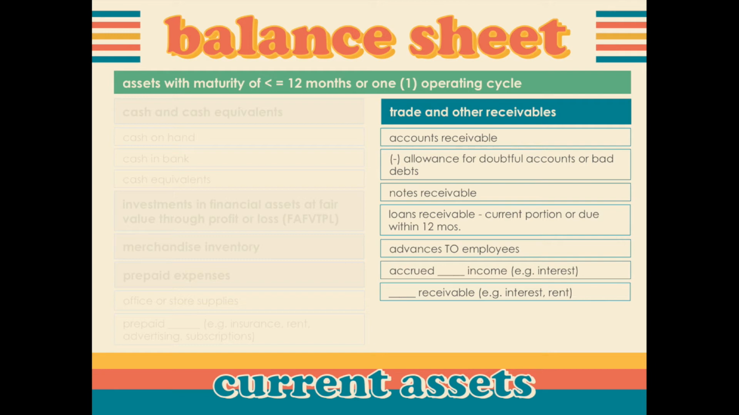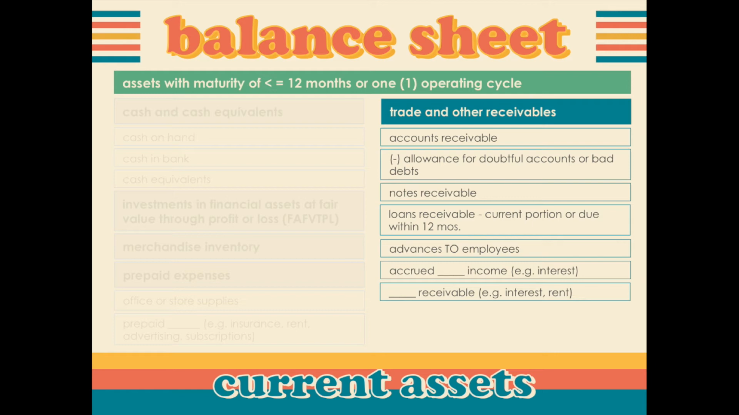Note receivables are receivables in writing, meaning it is supported by a document or instrument called a promissory note. A promissory note is a document where one party, called the maker, promises to pay a determinate sum of money to the payee at a specified date. For note receivables, the company is the payee. Next, we have loans receivable, which pertains to amounts that the company has lent to other borrowers. Advances to employees pertain to the company's receivables from the employees arising from cash paid in advance to such employees.